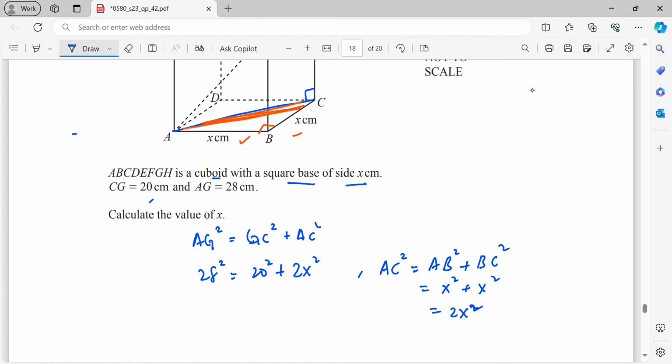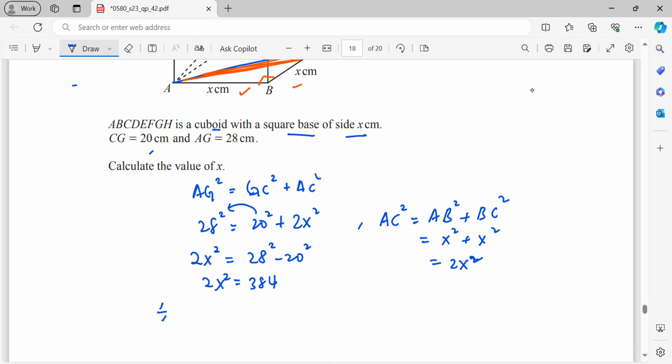Alright, so now I move this 20 squared to the other side. I rewrite the 2x squared first. It will be 28 squared minus 20 squared. So here is going to be 384 equals to my 2x squared. And now my x squared I divide by 2 because you need to find the x. So when I divide by 2, x squared will be 192.